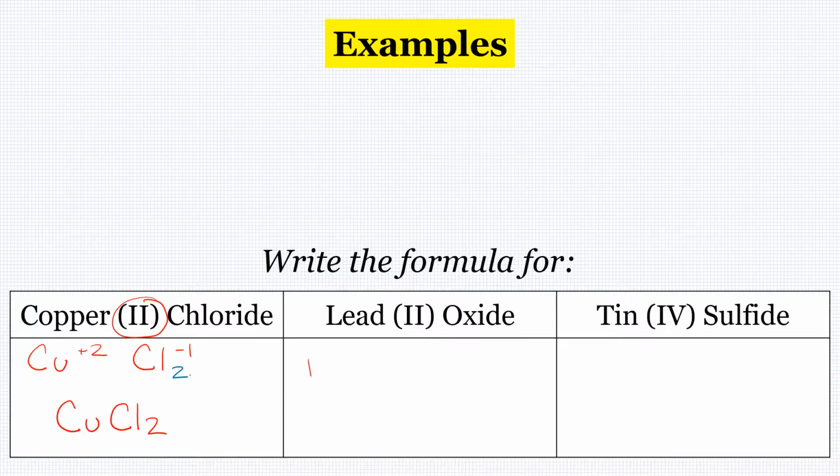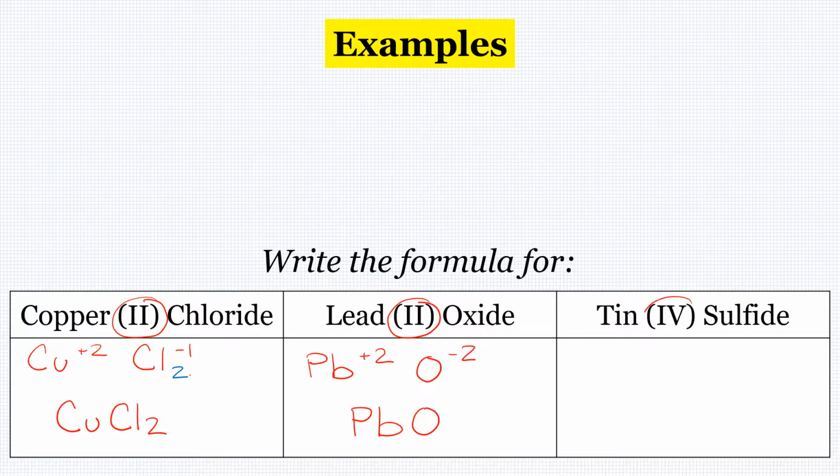All right, lead, Pb, and again, the numeral is given to us here, so it's lead with a positive 2 charge. Oxide, oxygen has a minus 2 charge. This is already balanced as is, so our formula will be PbO. Let's look at one more.